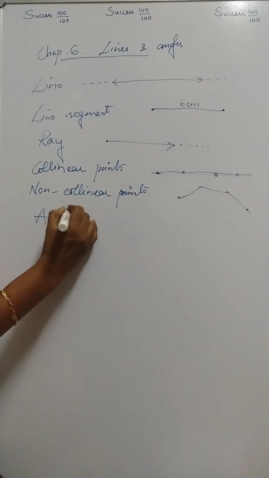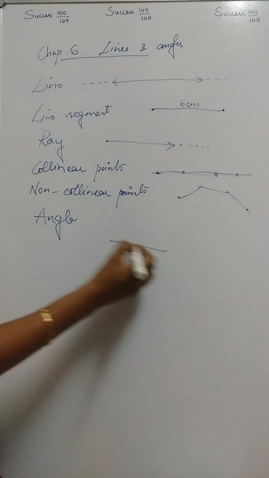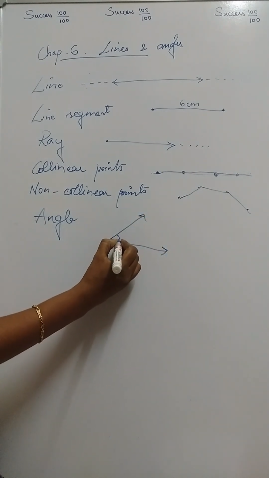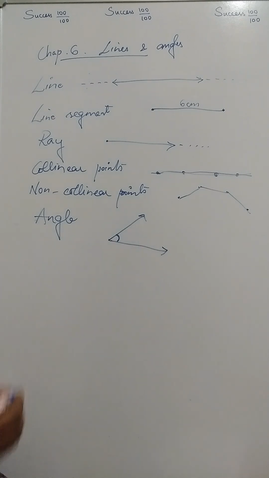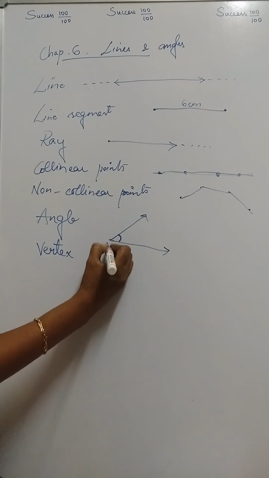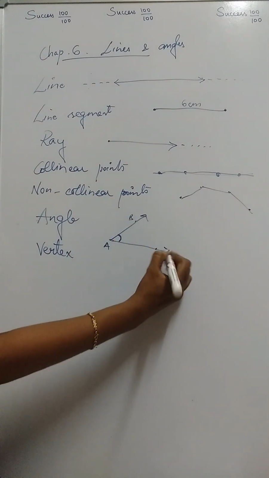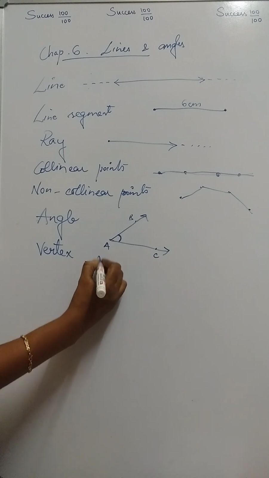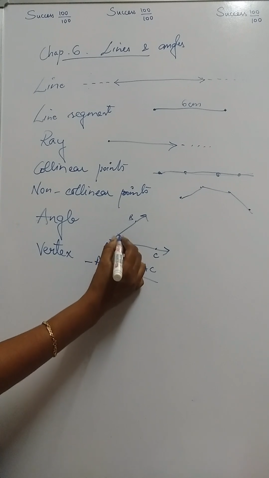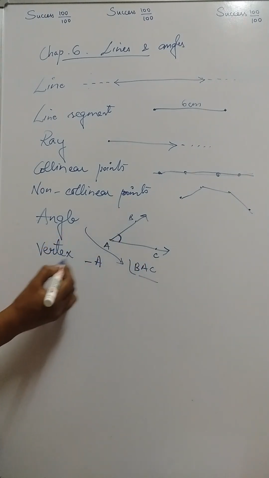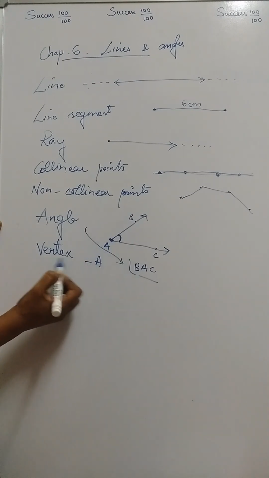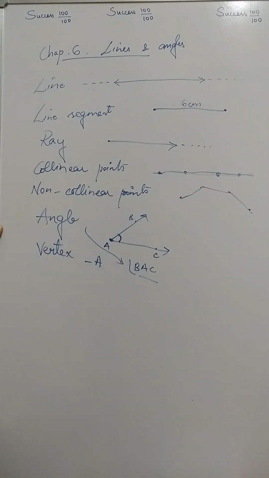Next comes your angle. When I draw two arms in this way, the value which is formed here is called an angle. Vertex is the next heading. When I mark it as A, B, C, the vertex is your point A and the angle is BAC. This point where both the arms or rays touch is called the vertex. We always call these the arms.